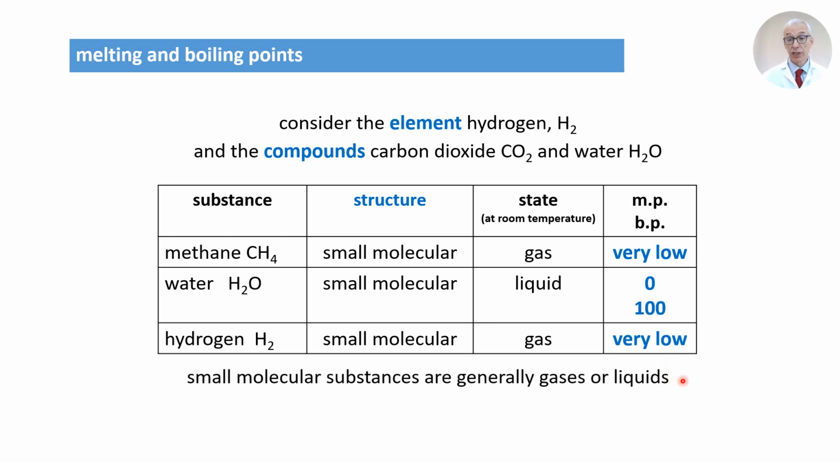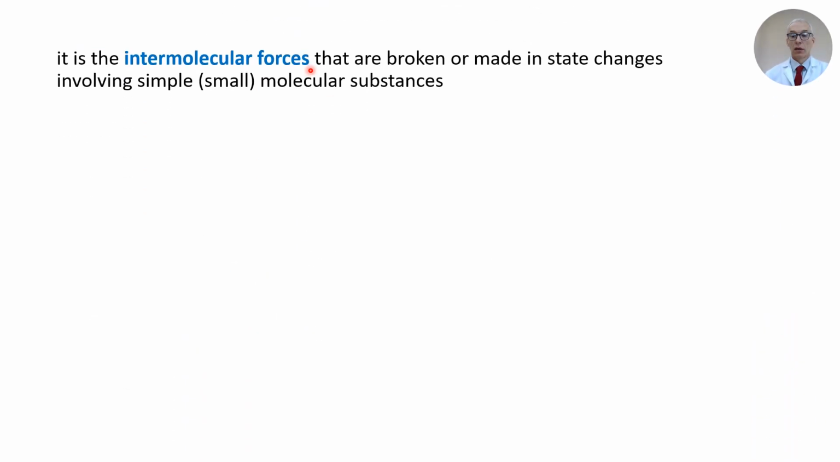So we can say in a general sense that small or simple molecular substances are generally liquids or gases at room temperature, or if they're not, then they would be low melting point solids. So we need an explanation for these low melting and boiling points. And that involves the idea that the intermolecular forces are broken in state changes for substances with simple molecular structures. Let's look at an example. Chlorine, which I have as a liquid, Cl2, and chlorine as a gas.